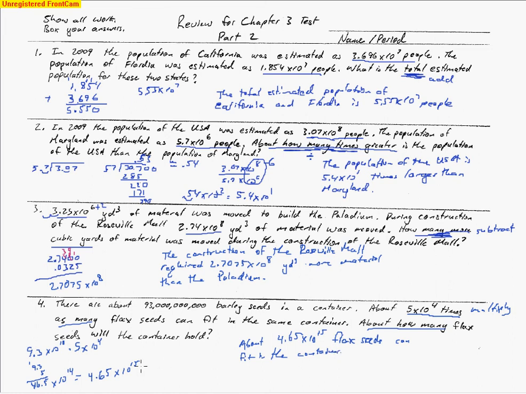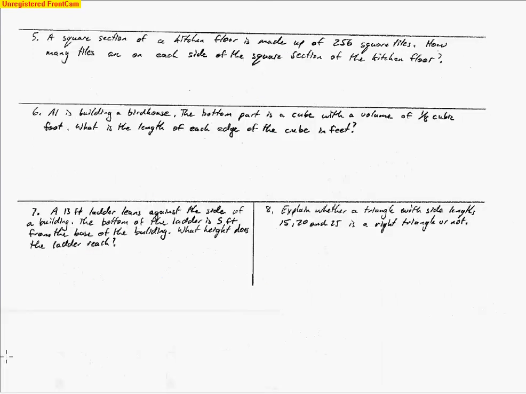So those are the first 4 problems, and we'll go ahead and try the next few. It says a square section of a kitchen floor is made up of 256 square tiles. About how many tiles are needed on each side? So we've got this square, and there's 256 square tiles that make up this. And so they're asking how many are on each side.